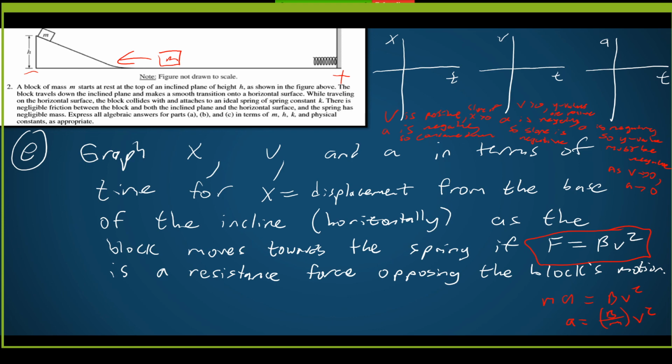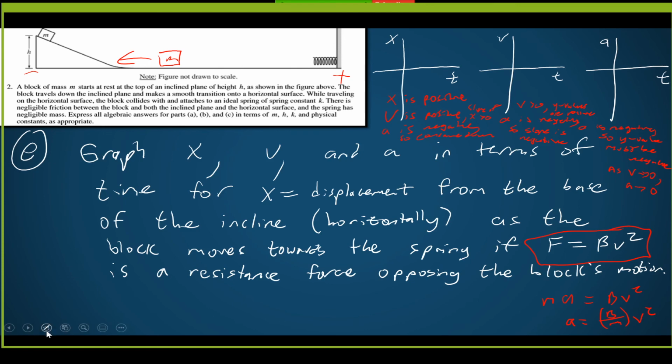Last part, position, which will only affect this graph. My position is always positive. Okay, so ready to graph, and hopefully we will graph in such a way that all of these conditions are true.